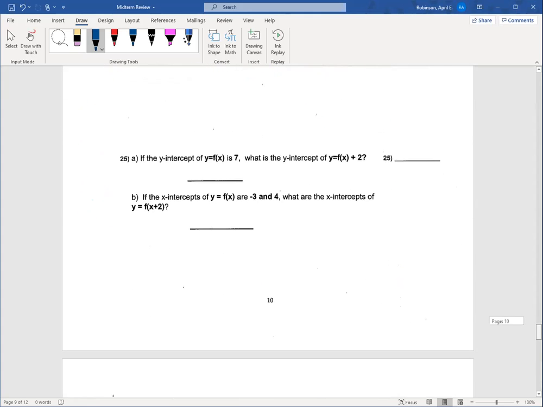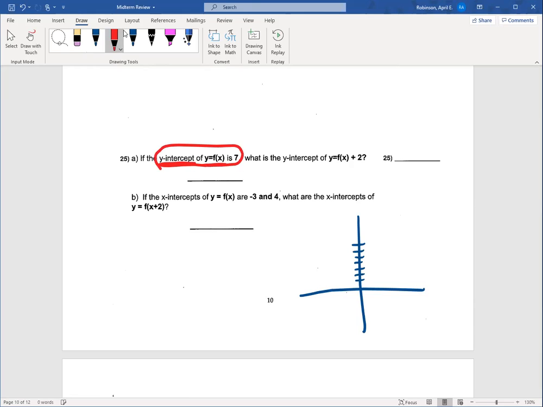Okay, 25. If the y-intercept of y equals f of x is 7, what is the y-intercept of y equals f of x plus 2? So I know it's crossing right here at this point. But then we are going to take the f of x function and increase it by 2. So the whole graph will shift up 2 units. It's going to go up 1, 2 and land right here. So my new y-intercept would be 9.